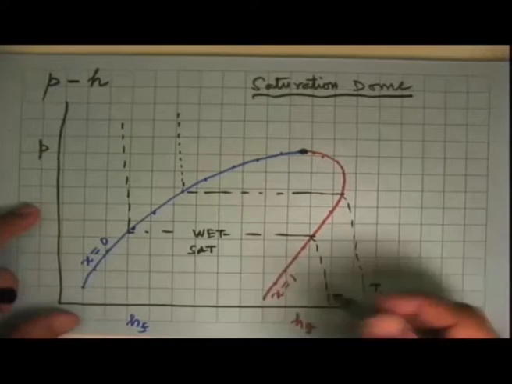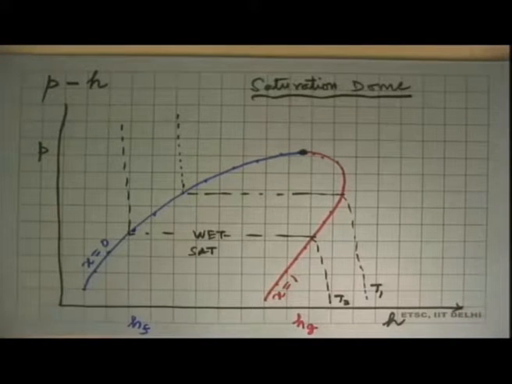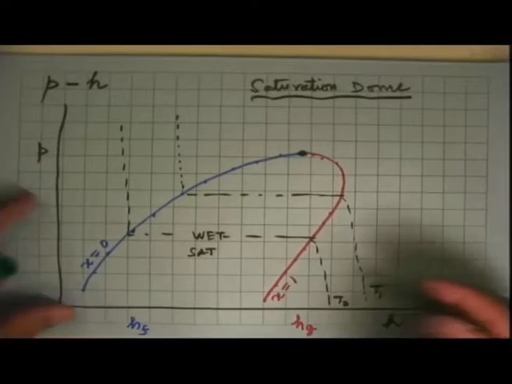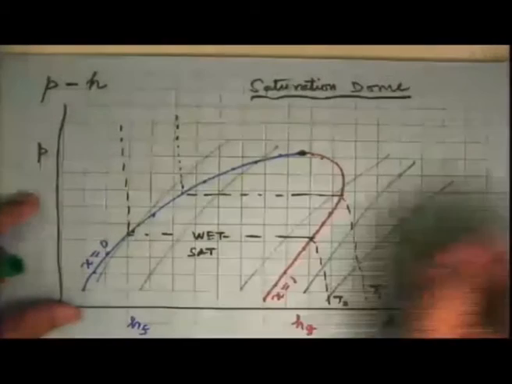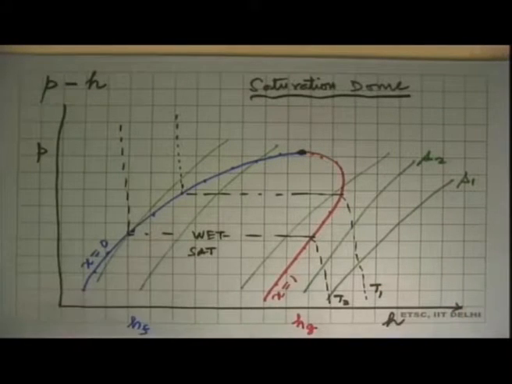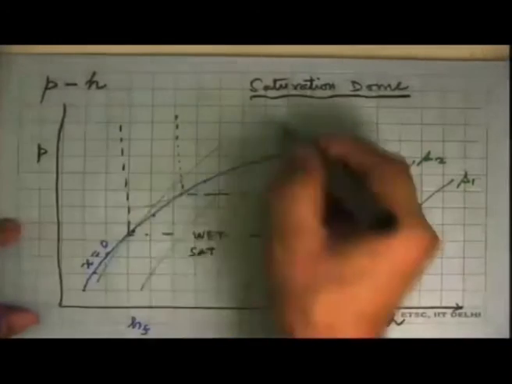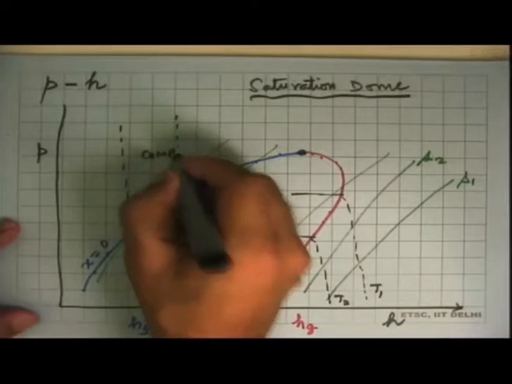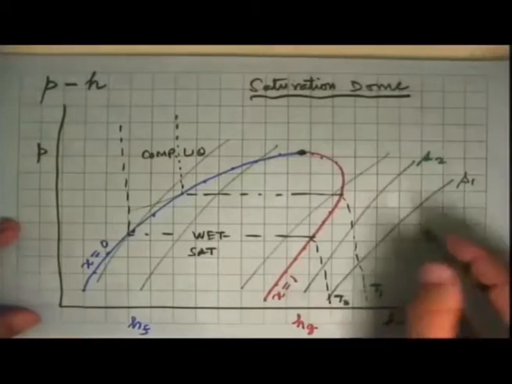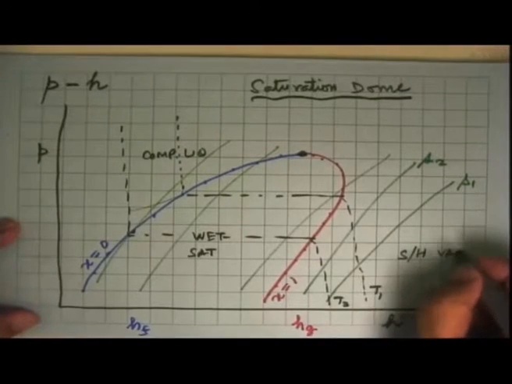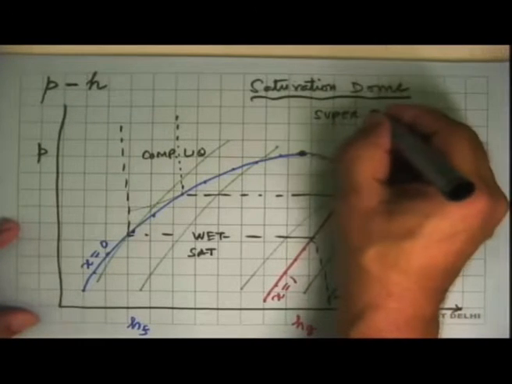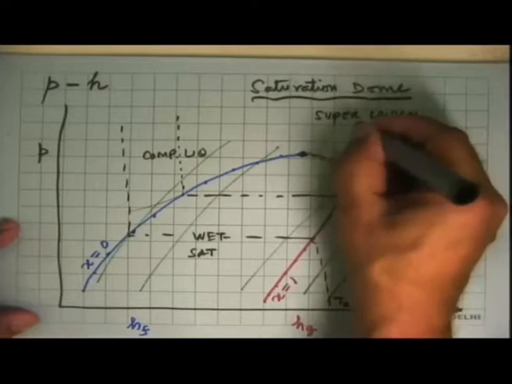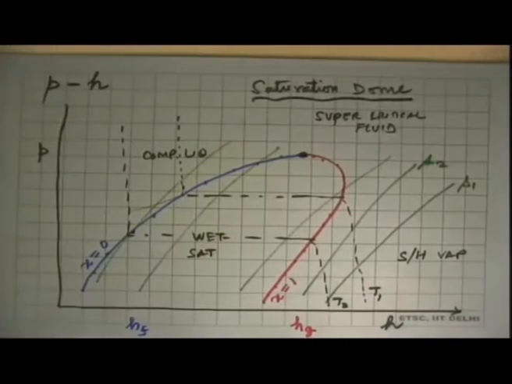And along with that, we can also plot constant entropy lines. So that was T, and constant entropy lines on this diagram end up going something like that: S1, S2, and so on. So what does this diagram tell us? This side is the compressed liquid, or the subcooled liquid. This side here is superheated vapor, and above this is supercritical liquid, or dense fluid.